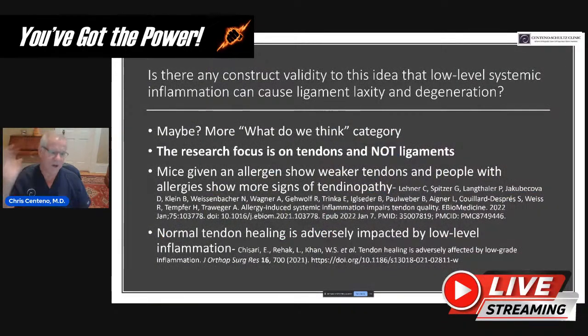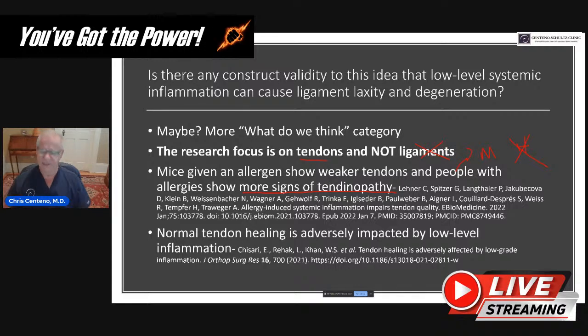So what do we know here? Again, the research focus here is on tendons and not ligaments, regrettably. But we do know that if you give mice an allergen, going back to some of our allergy talks and gluten and all that other stuff, they show more signs of tendinopathy. Again, that's a mouse study and not a human study. And we know that normal tendon healing is adversely impacted by low-level inflammation. Again, not much on ligaments.